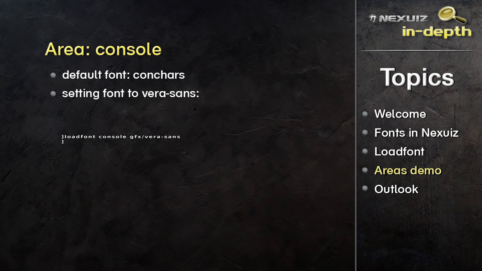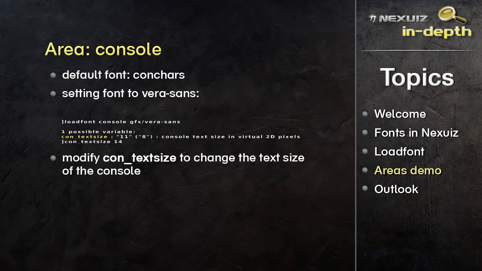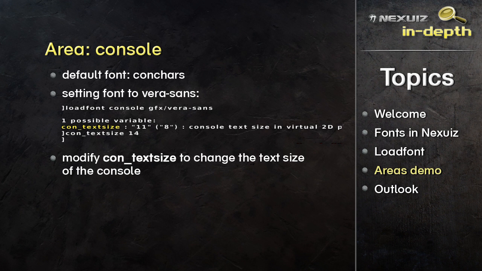I added this jfx/ because the verasans TGA file is actually in that folder, or at least it's in the folder structure inside the big data archive file. What you'll notice is that the font gets a little bit smaller, but this doesn't matter as you can increase the font size of the console by changing the variable con_textsize.